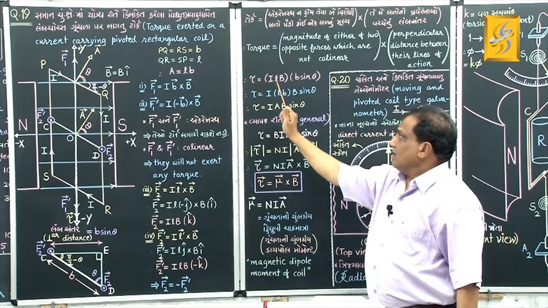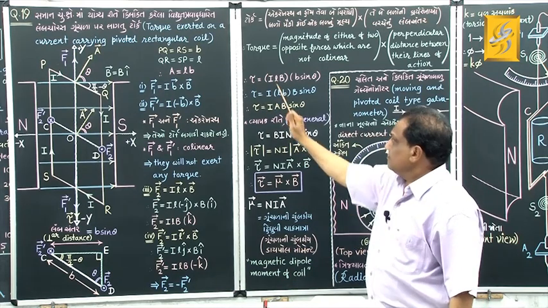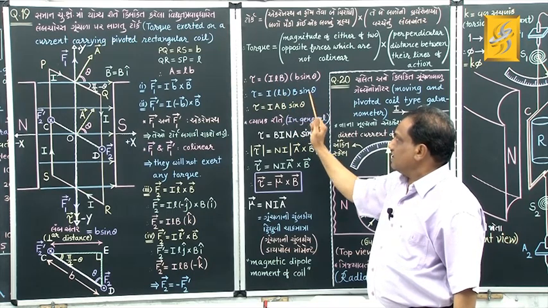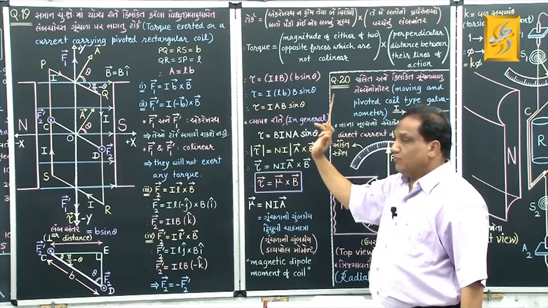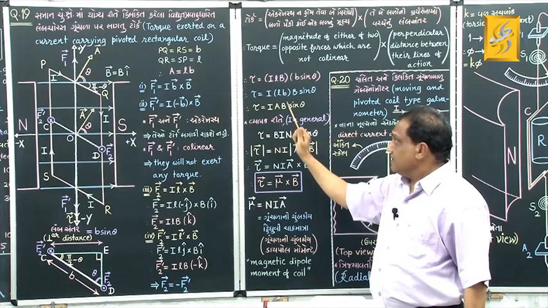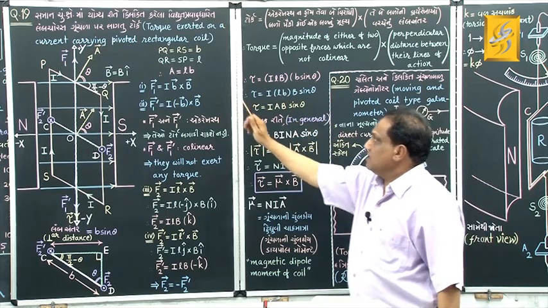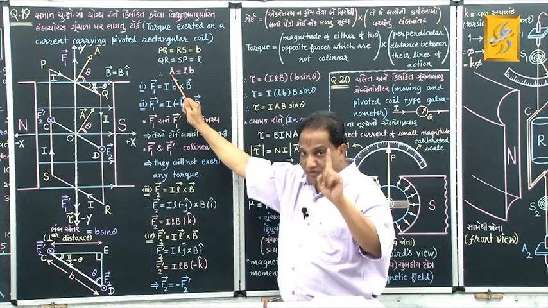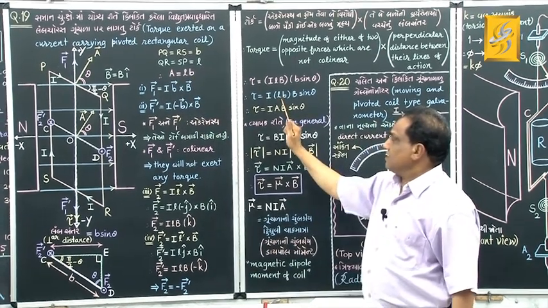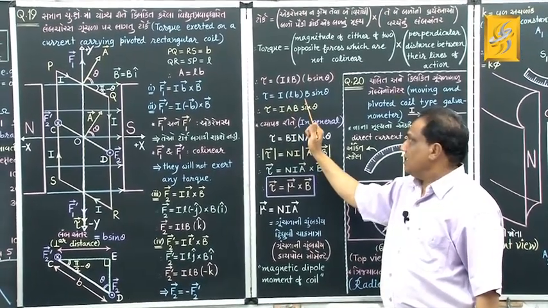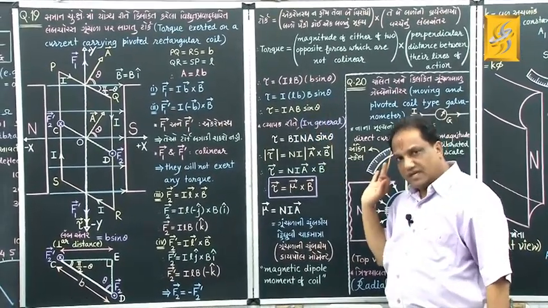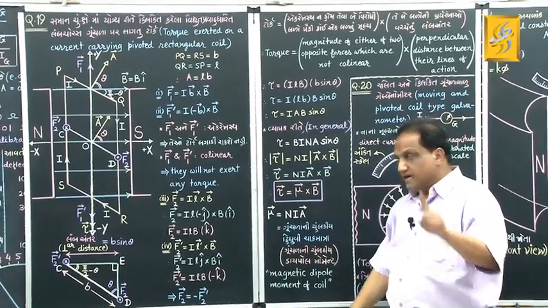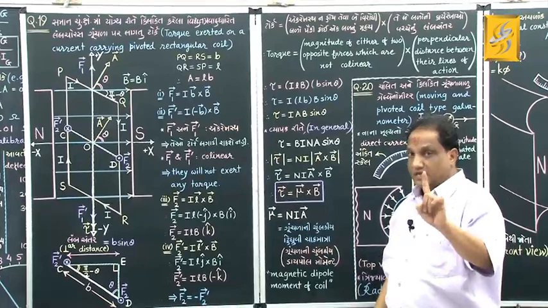Correct? Now let me rearrange it properly. I into L into small b into capital B into sin theta. Correct? I hope you must have understood why I did like that, because small l into small b can be replaced by capital A, which is area of one turn. So I just replace this lb by capital A into B into sin theta. Correct? This much is the torque exerted on that coil, provided it has only one turn.